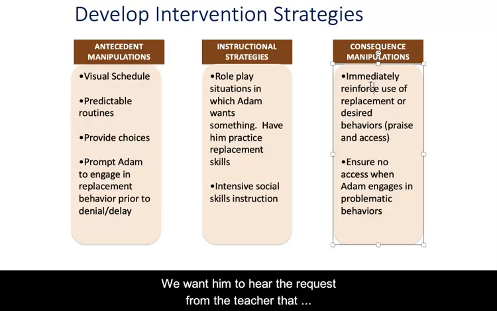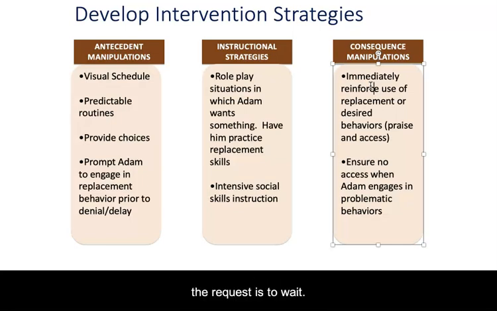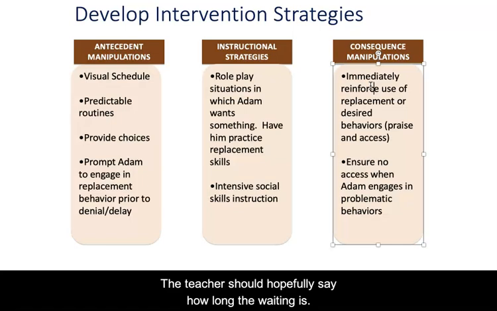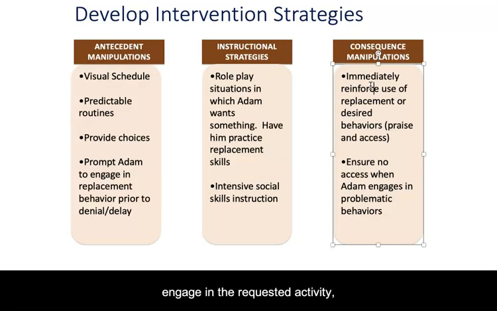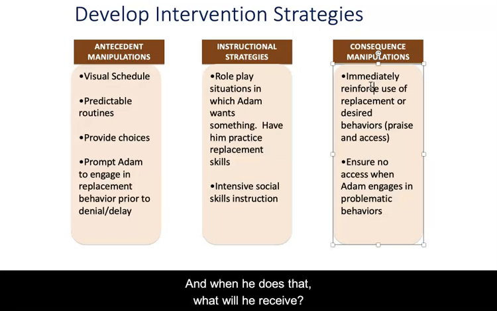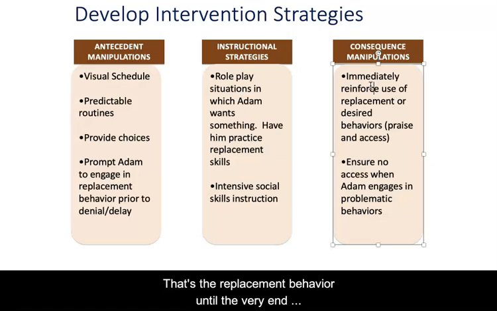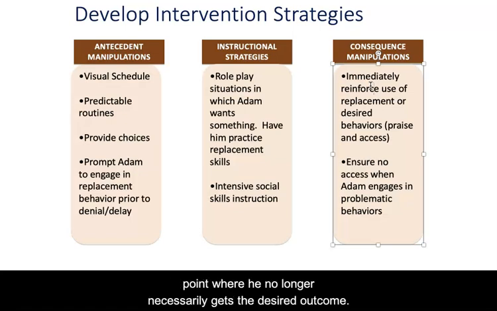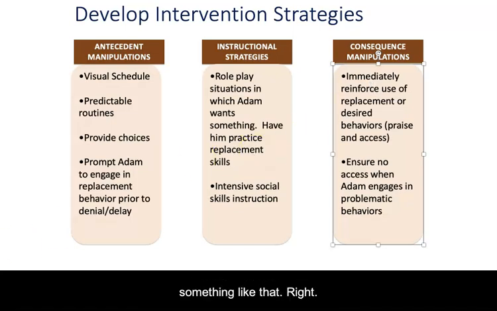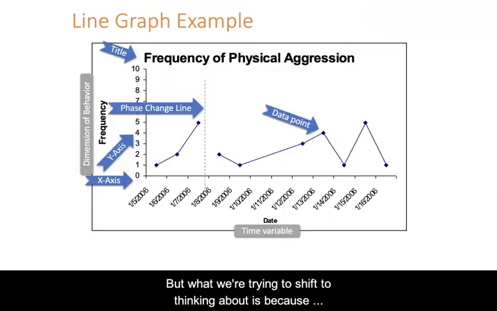We want him to hear the request from the teacher, that the request is to wait. The teacher should hopefully say how long the waiting is. Adam should let the teacher know he heard the request, and engage in the requested activity, which is waiting. And when he does that, what will he receive? He'll receive the desired outcome, potentially, for a little while. That's the replacement behavior, until the very end point where he no longer necessarily gets the desired outcome, but maybe something else like a token reinforcement, something like that, right? But what we're trying to shift to thinking about is, because then we're going to start monitoring progress.